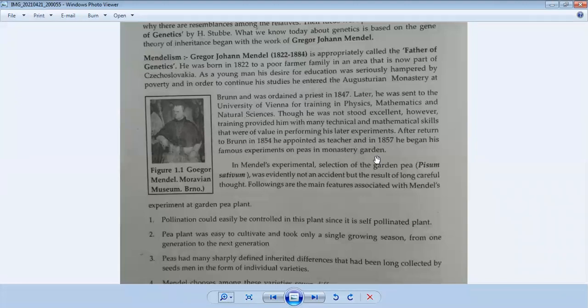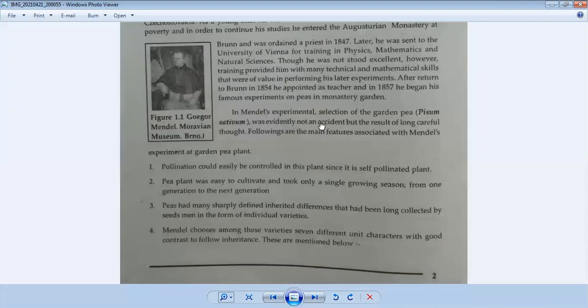But later on, in 1857, he began work as a teacher, and he started his famous hybridization experiment on the pea plant. In Mendel's experiment, the selection of the garden pea, that is Pisum sativum, was evidently not an accident but the result of long, careful thought.